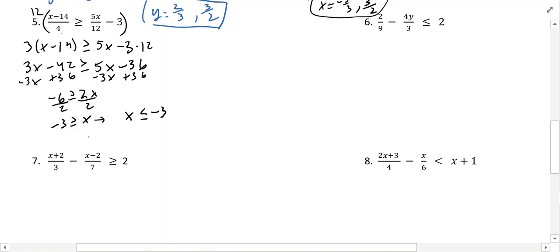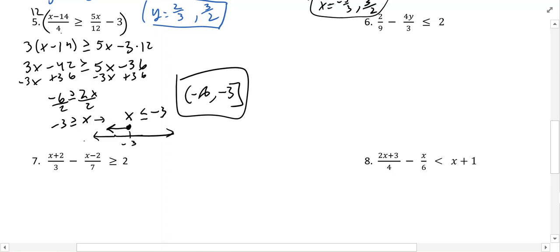And so then you could go ahead and draw the number line, but I don't need to see the number line. I just want to see the answer in interval notation. But if you drew the number line, it would look like this. So here's your negative 3. x is less than or equal to, so it would be everything to the left. So then that would be parentheses negative infinity to negative 3 bracket. So the interval is what I want to see. So I want to see the inequality and the interval.